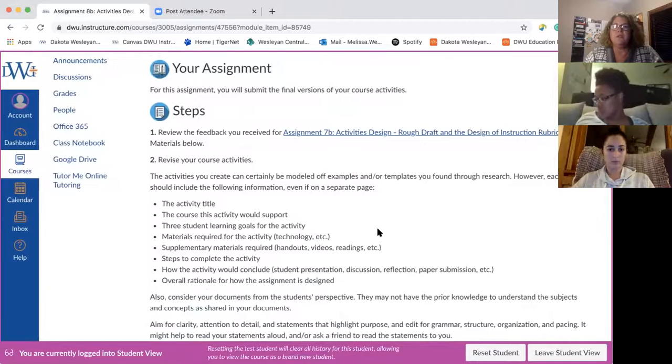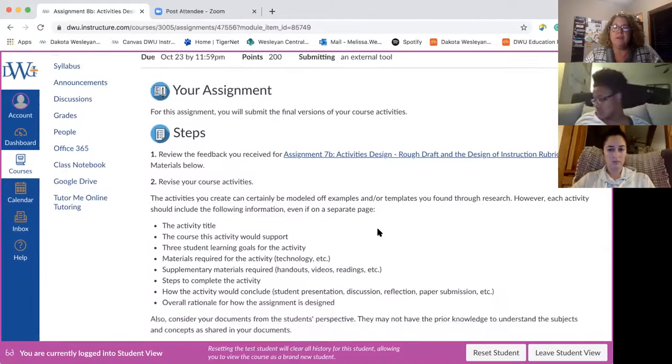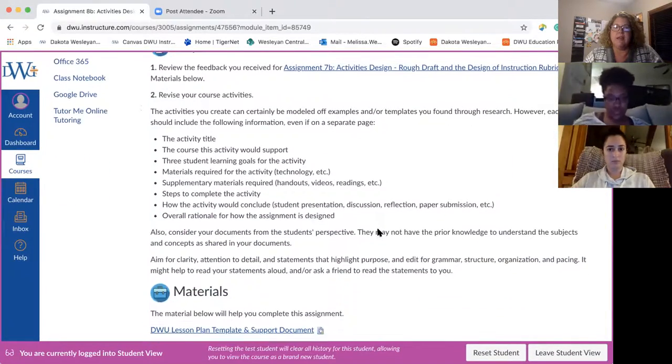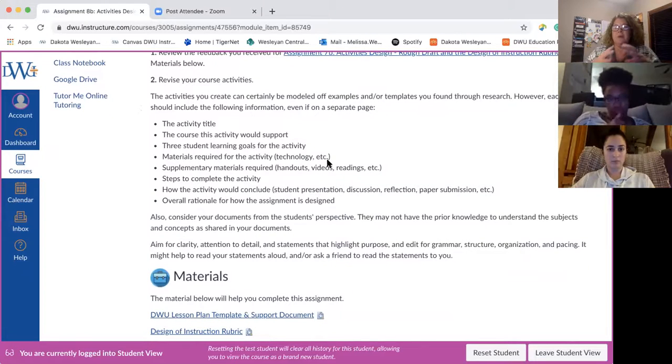Okay, so this is the final draft for the activities design. And this is where we're going to actually come up with more of our lesson plan that we're going to use for these activities.